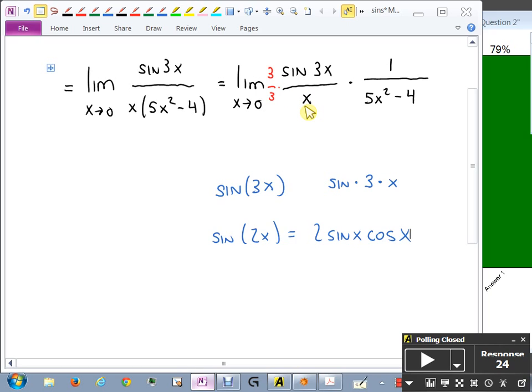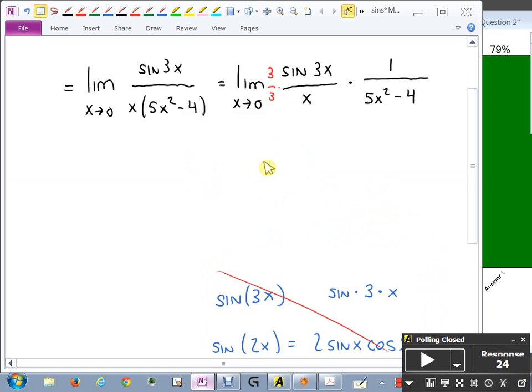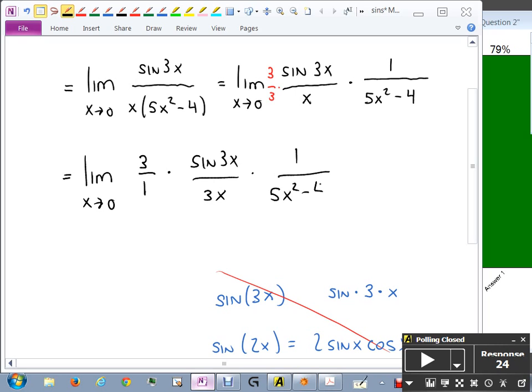Okay, so at this point, I'll move this down. I'll rewrite it all. Limit as x goes to 0. I had that 3 that was still there. I'm going to put it like this. There you go. So again, everything's out there in front of us so we can see what happens to each piece.